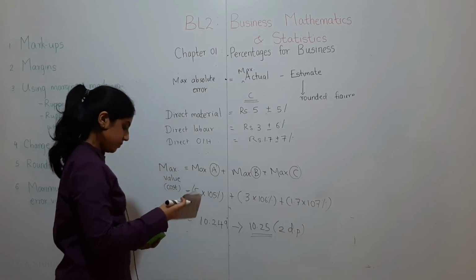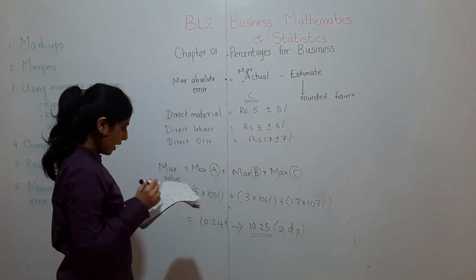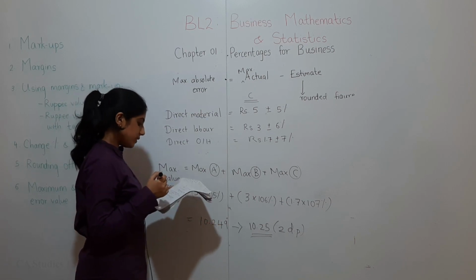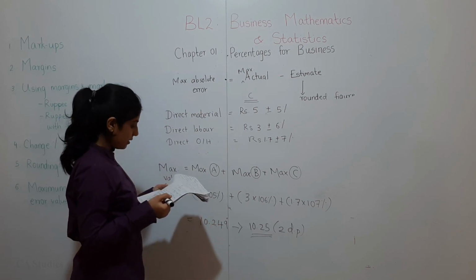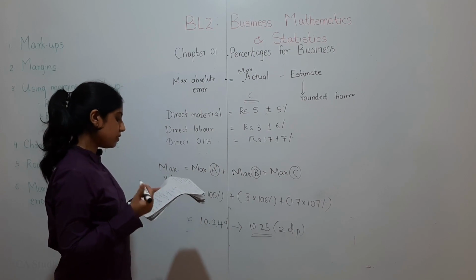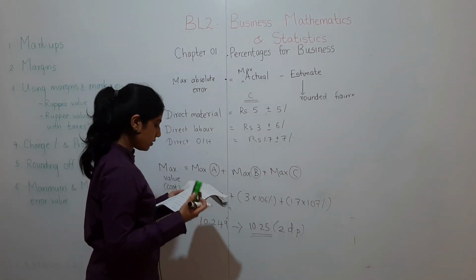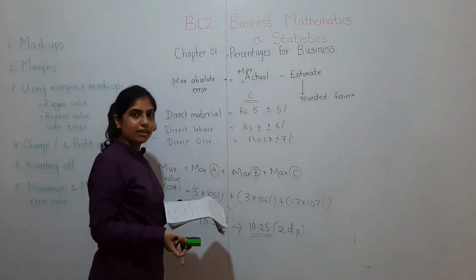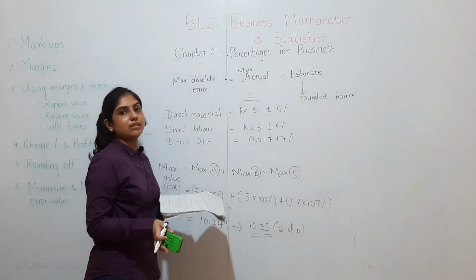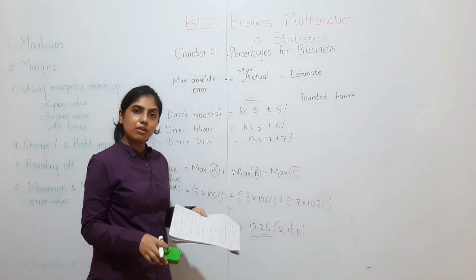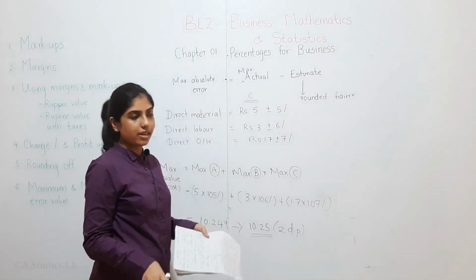Second question. At a production level of 100,000 units, calculate the maximum absolute error in the total cost to the nearest rupees. Okay, now they want to calculate the error in rupee value. Not in the percentage, rupee value, and that also not the minimum error, they want the maximum absolute error.